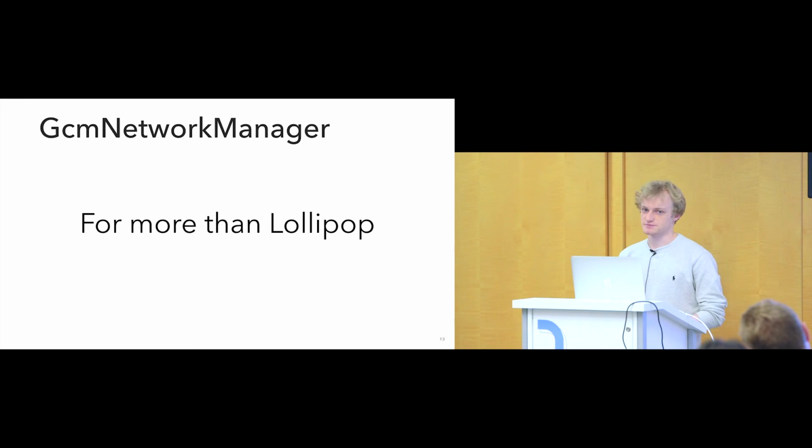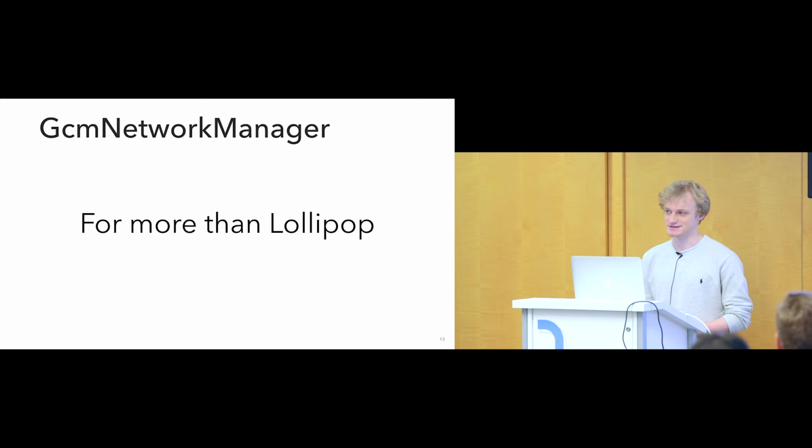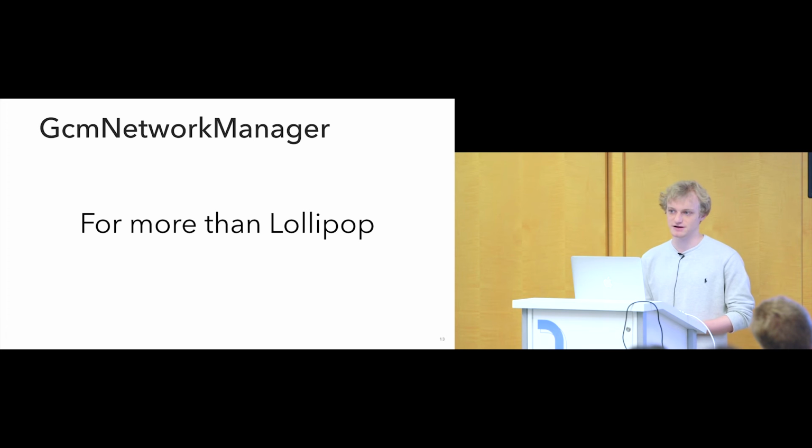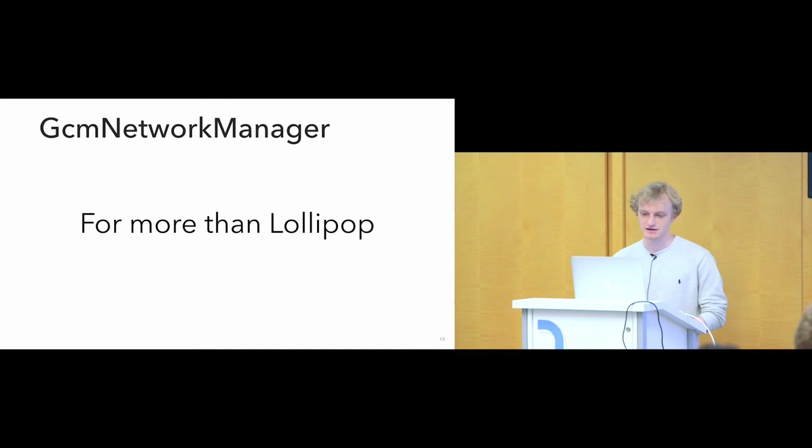So the downside of JobScheduler, especially compared to AlarmManager, is that it's only 21 and above, only on Lollipop. Maybe if you're lucky, maybe like 80% of your users are on 5.0 and above now. It's been out for a couple years, but that's still super unfortunate for the other users.